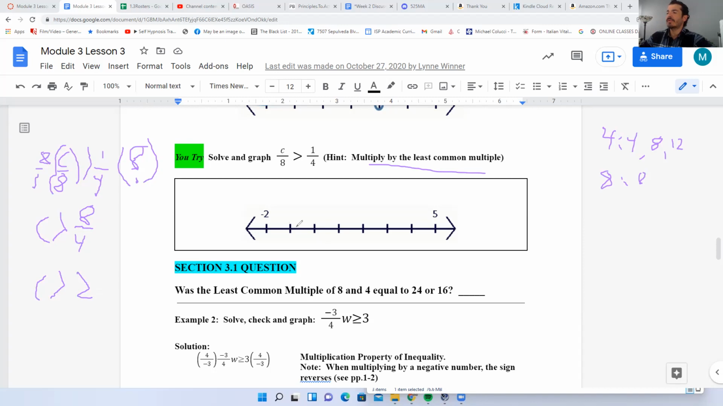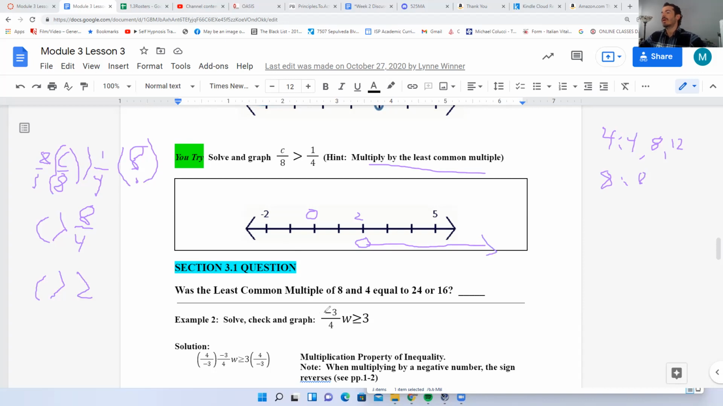If here's -2, here's -1, here's 0, here's 1, 2, I'm going to draw a circle. Is it open or closed? It's open because c does not equal 2 at any point. If the line was here, then we would do a closed dot, but it's not. And then c is greater than that. So the duck wants to eat everything to the right of that 2. And there we go.